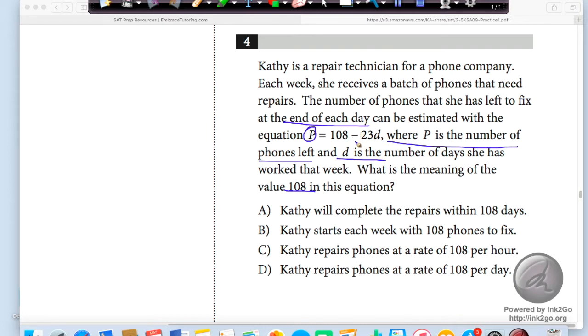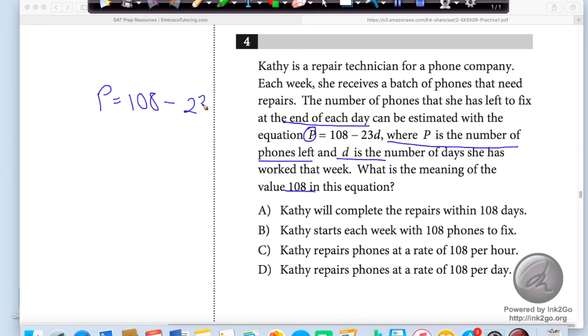Also notice the subtraction sign. What that's saying is that P is the amount of phones that she has left in the entire week. And D is the amount of days that she's worked, and I'm guessing 23 is about the number of phones that she gets to every single day. Well, assuming that, P is the amount of phones that she has left throughout the entire week, 108 isn't clearly identified, and that's what they want you to rationalize. What is the meaning of the value 108 in this equation?